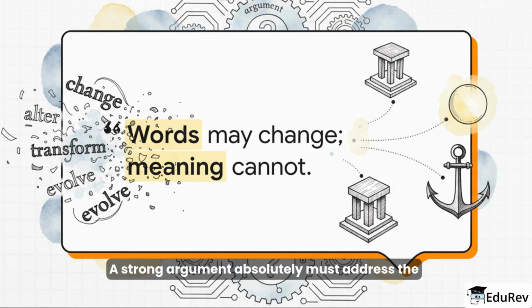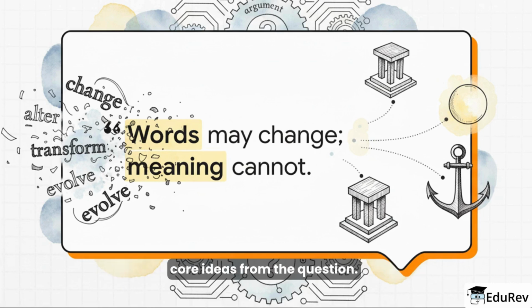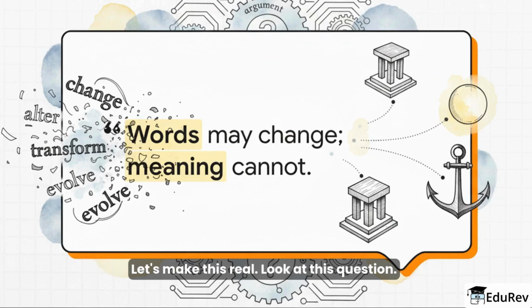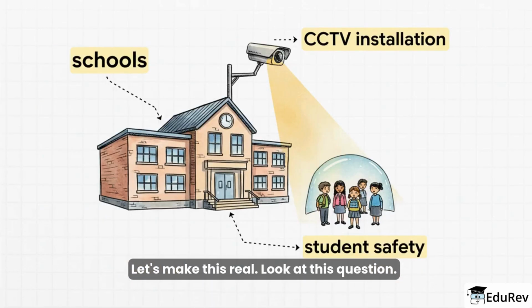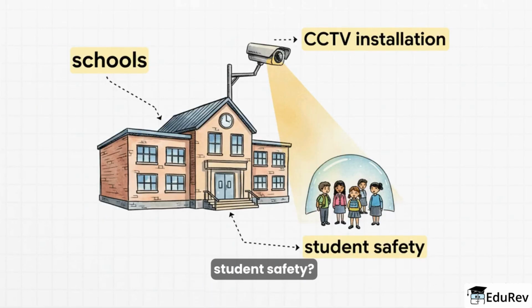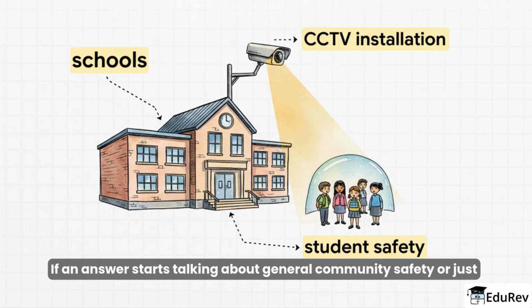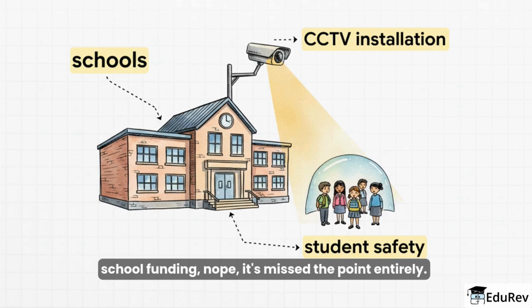A strong argument absolutely must address the core ideas from the question. The phrasing can be different, sure, but the fundamental meaning has to be a perfect match. Let's make this real. Look at this question. Should schools install CCTV cameras to improve student safety? Okay, we have 3 key concepts here: schools, CCTV, and student safety. Any valid argument, whether it's a yes or a no, has to connect all 3 of those pieces. If an answer starts talking about general community safety or just school funding, nope, it's missed the point entirely.